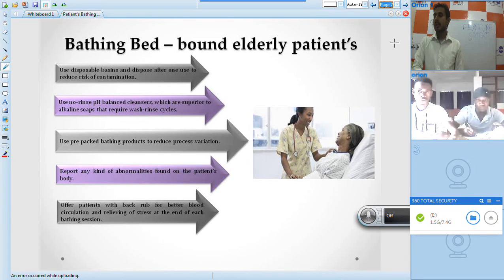In this case also you need to report any abnormalities found on the patient's body, as when giving a bath to other patients. If there are any abnormalities on their bodies, in the skin of various parts of the body, you need to report to the treating doctor so that the doctor can treat it by giving the proper medication.